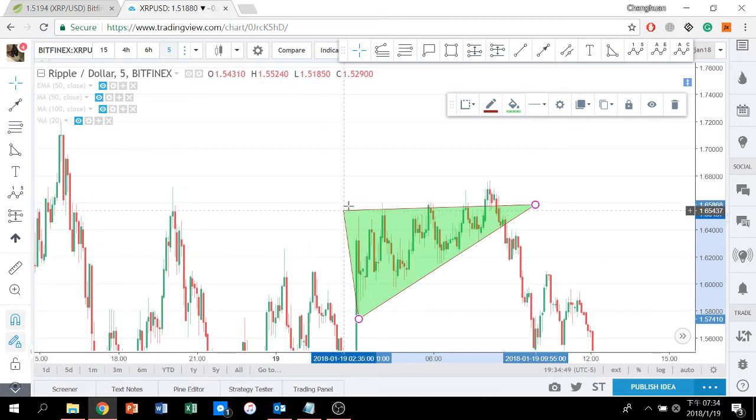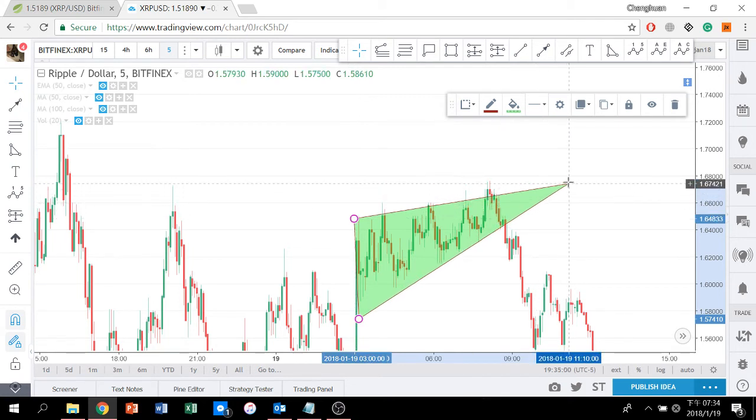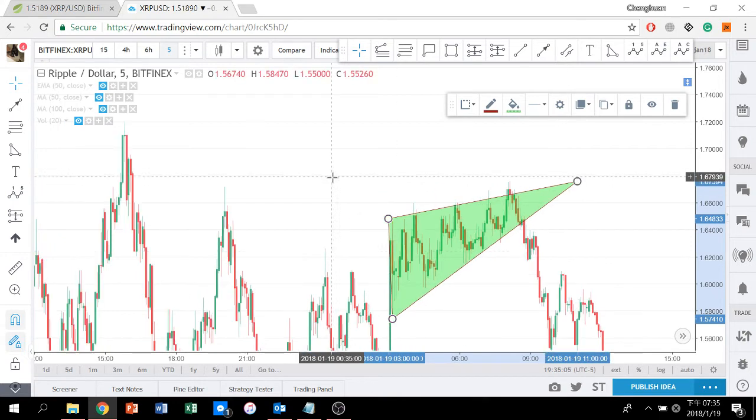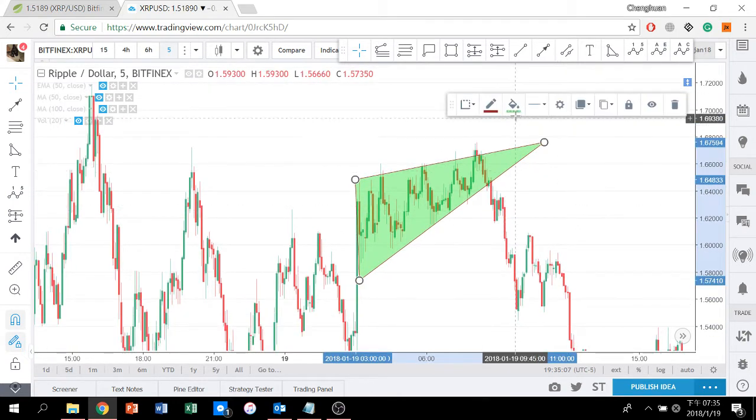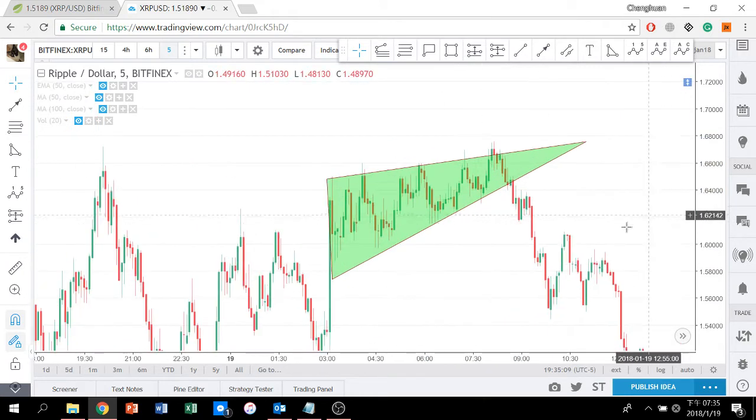so you'll probably draw something like this, right? Yeah, something like this. Or even lower, right? If you ignore the wick, right? Probably something like this, along this line. Similarly, right?